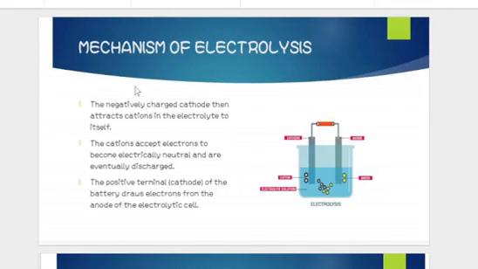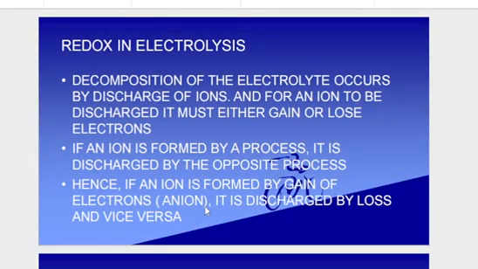There's nothing much. The negatively charged cathode attracts cations to itself, which I explained. Cations accept electrons to become electrically neutral and eventually discharge. The positive terminal, the anode of the battery, draws electrons. You know this, I've just described them, so we don't need to overemphasize. Now, redox in electrolysis is also what I have done.